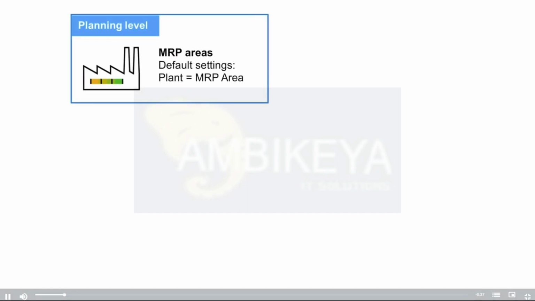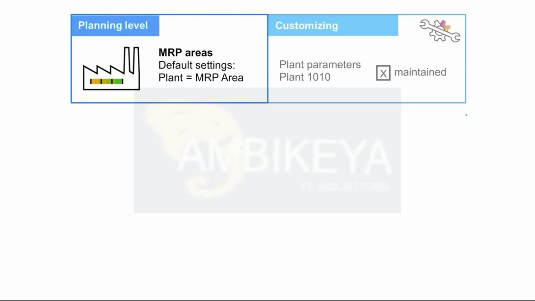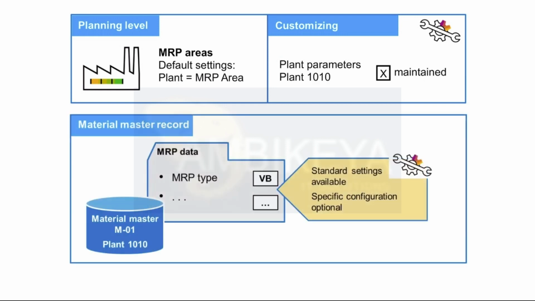In addition to defining the MRP levels, you must fulfill the following prerequisites before performing requirements planning within a plant. The plant parameters for the corresponding plant must be maintained in customizing. These are some plant-specific parameters, such as number ranges, processing time, stocks to be taken into account, and so on.